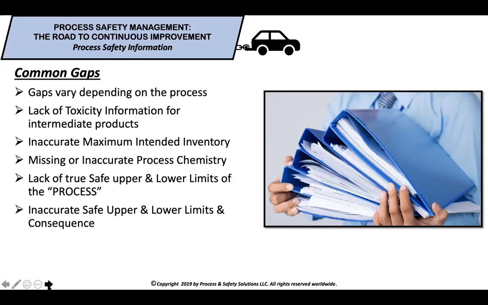Of course, the next gap we see is missing or inaccurate process chemistry. As we know, processes change all the time. We make improvements, we make changes to those processes, so that chemistry sometimes has to be updated as well. The bigger thing is the lack of true safe upper and lower limits of the process. And then, of course, inaccurate safe upper and lower limits and consequences as well.